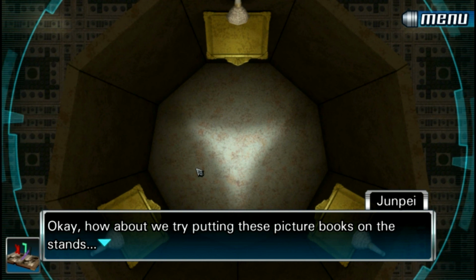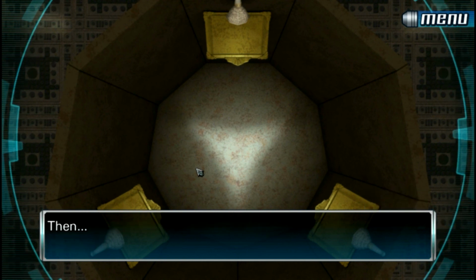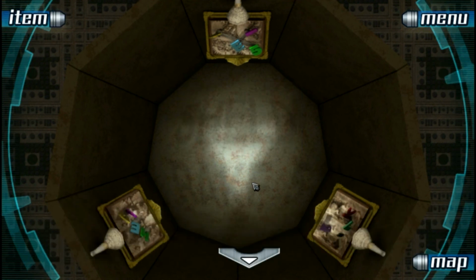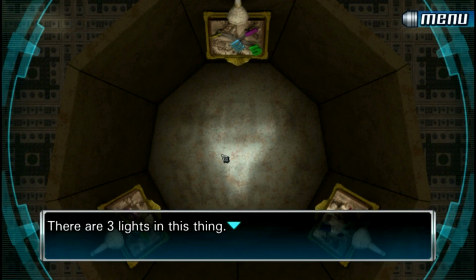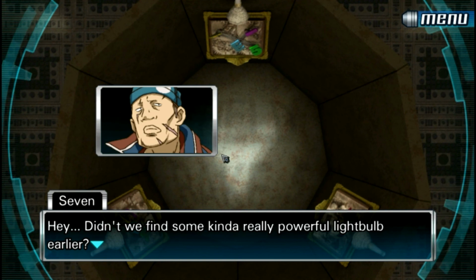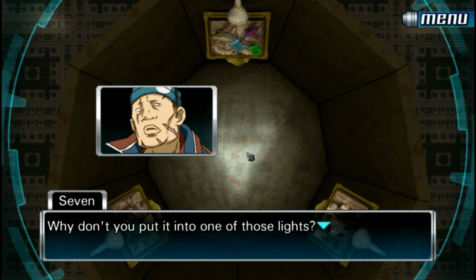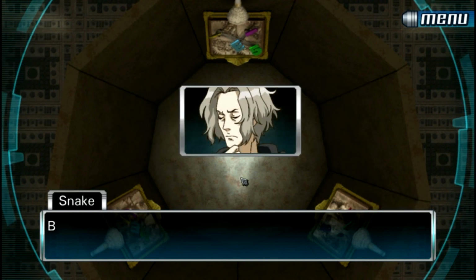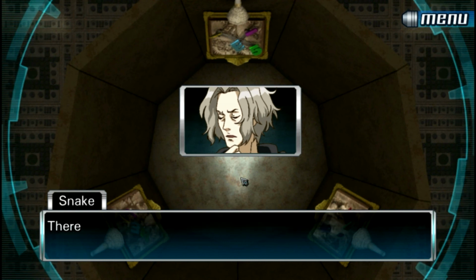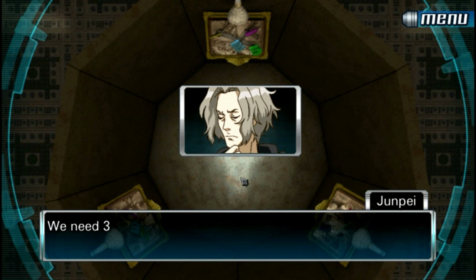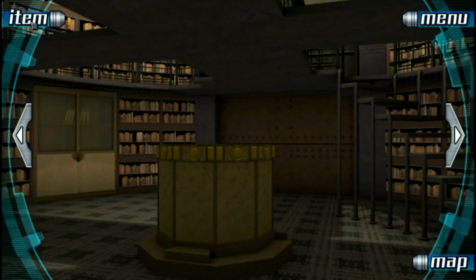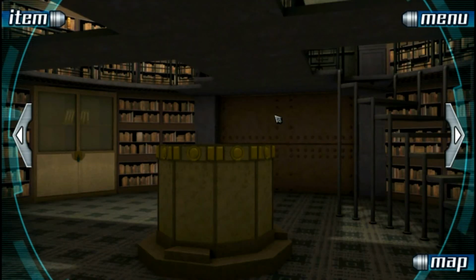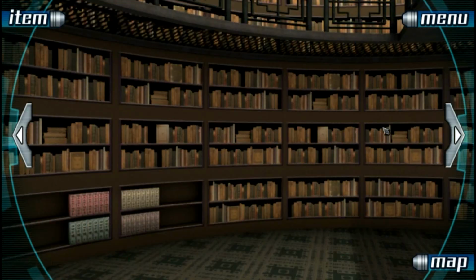Okay, how about we try putting these picture books on the stands? Then... This is a little weird. Okay, this one actually works, doesn't it? There are 3 lights in this thing. They aren't very bright, though. Hey, didn't we find some kind of really powerful light bulb earlier? Why don't you put in one of those lights? Yeah. Well, it got a lot brighter, but if there are 3 lights, that means 3 light bulbs. There won't be much point unless we can replace all 3 light bulbs. Well, I only have 2. Is there something that I actually missed? I think I missed some stuff, didn't I?